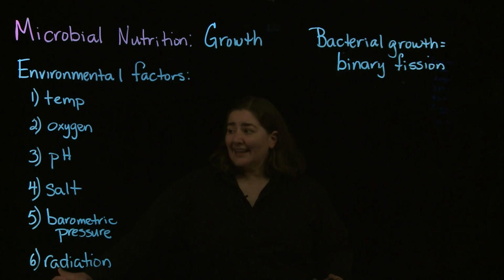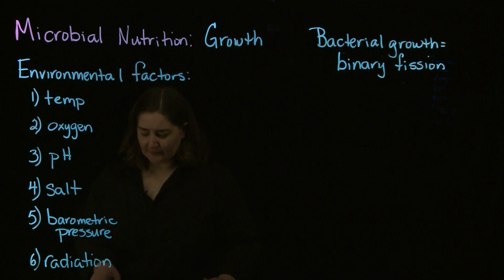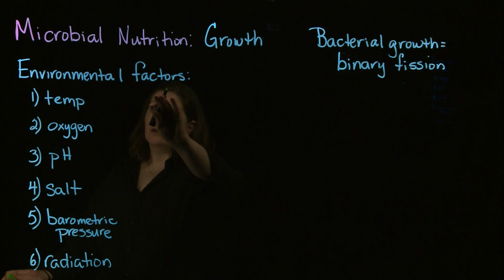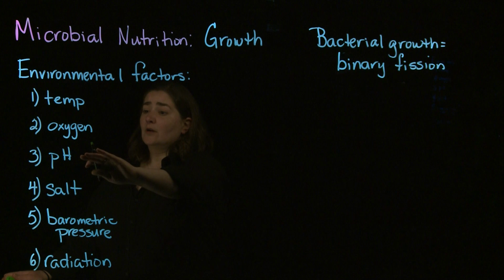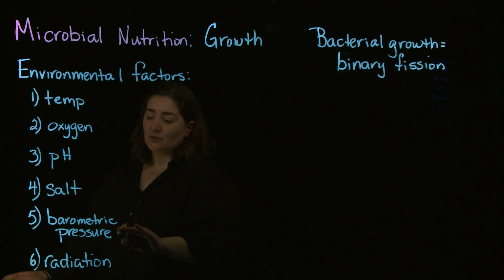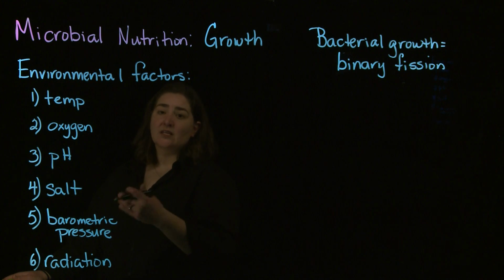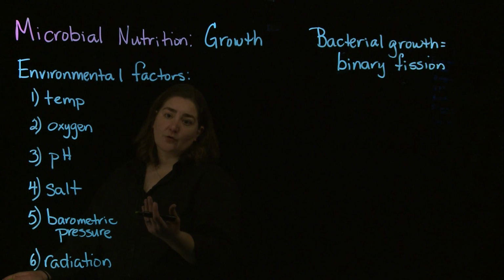All right, so the next components we're going to talk about influencing microbial growth are going to be pH, salt, barometric pressure. I'll be honest, I'm not real concerned that you worry too much about radiation, although that can affect bacterial growth in that radiation can damage DNA. If you damage DNA, it's going to inhibit bacteria from growing, okay?